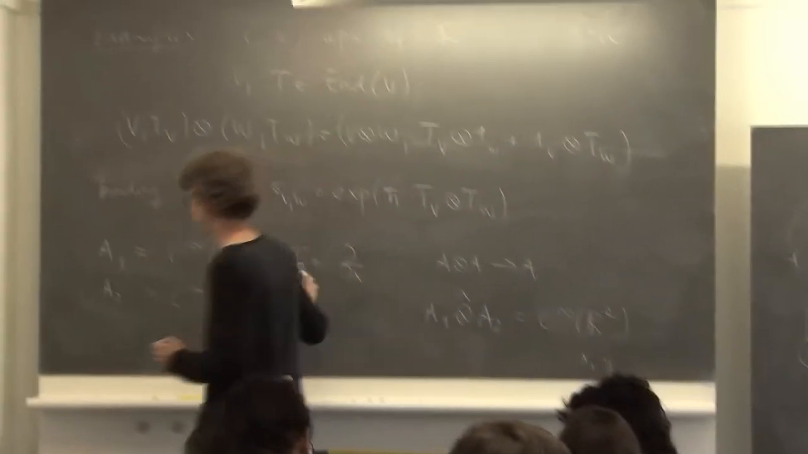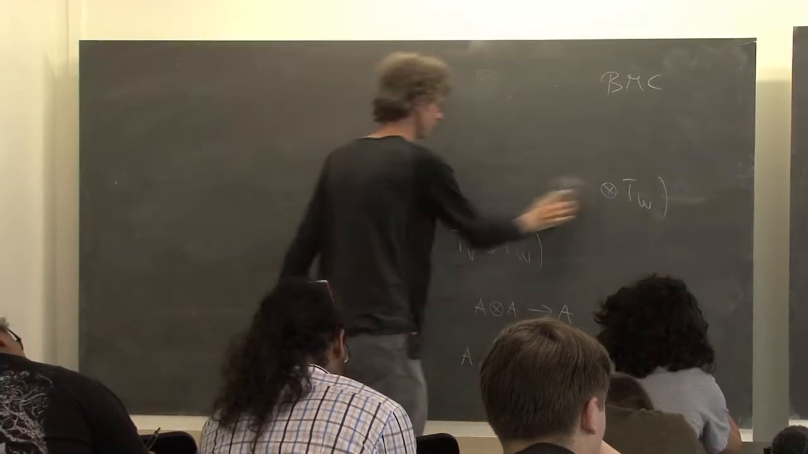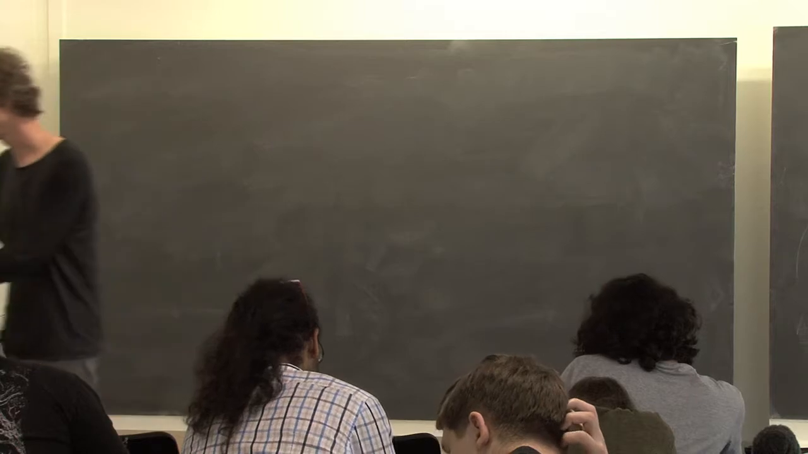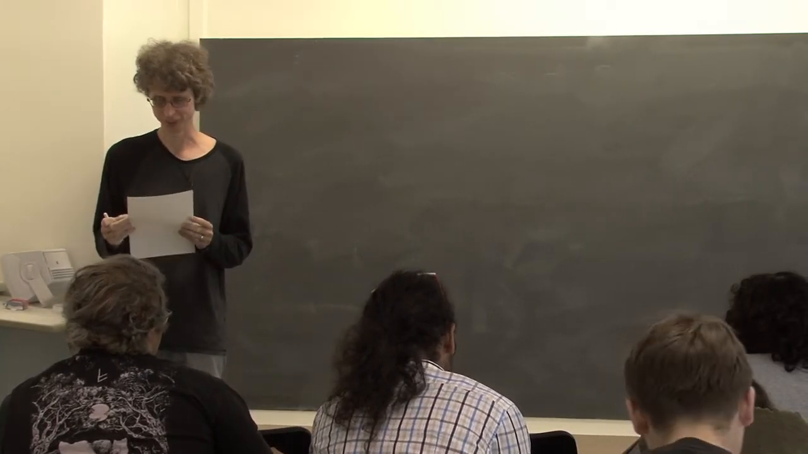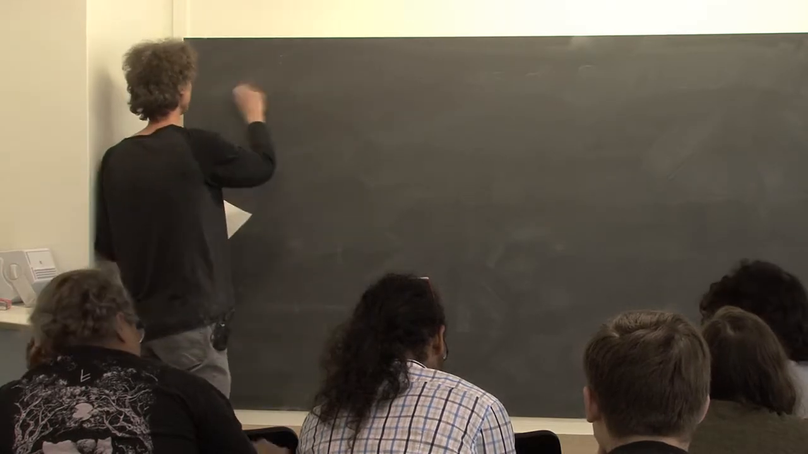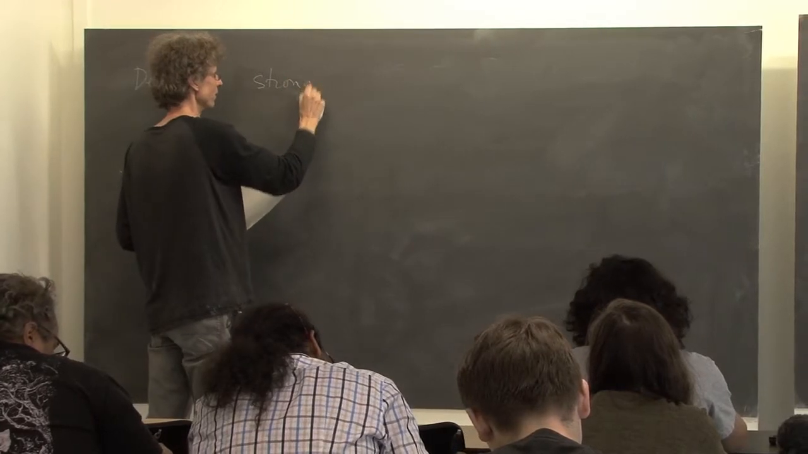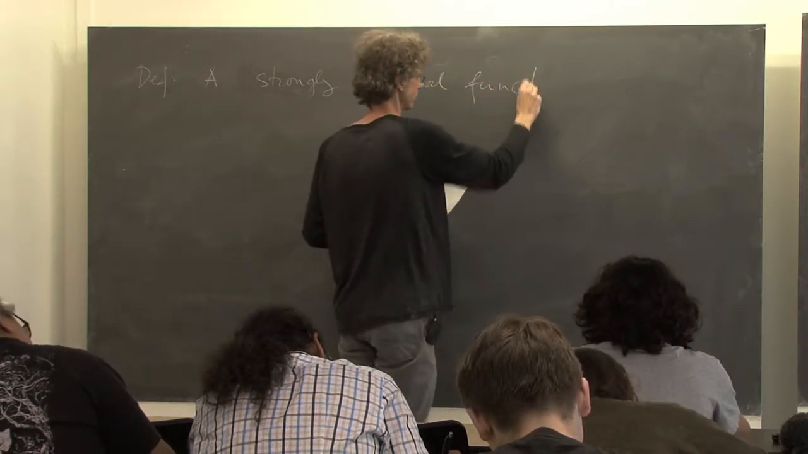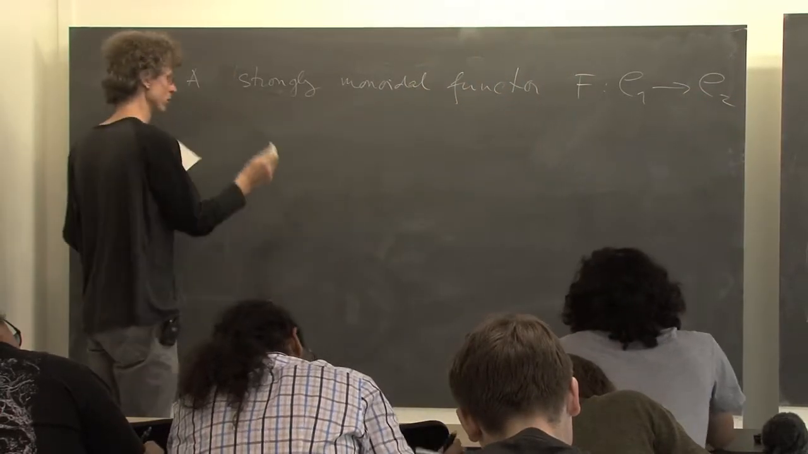Okay. Now, some wonderful abstract terminology that should probably have been there from the very start of this course, but I tried to avoid it, which made things unnecessarily difficult. The things we're going to talk about are monoidal functors. So what is the definition? A monoidal, or let's call it strongly monoidal, functor F from C1 to C2, where C1 and C2 are monoidal categories.